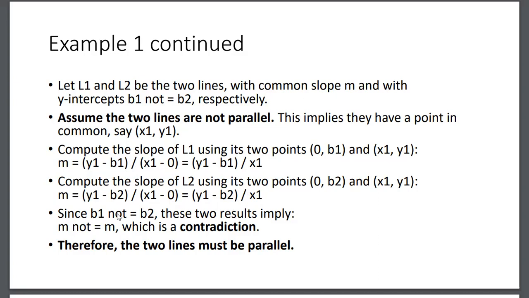Since these are different lines with the same slope, since b1 is not the same as b2, these two results would imply that M is not equal to M because these are different. Everything's the same except b1 and b2, and that would be a contradiction. Therefore, the two lines must be parallel.